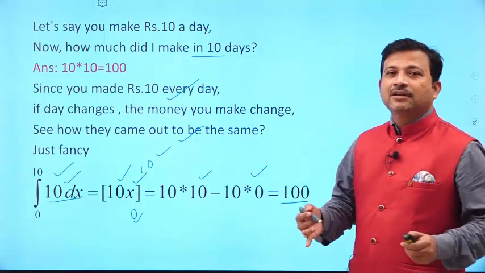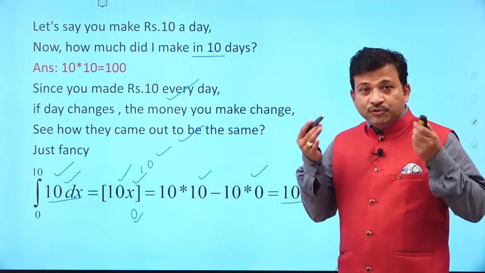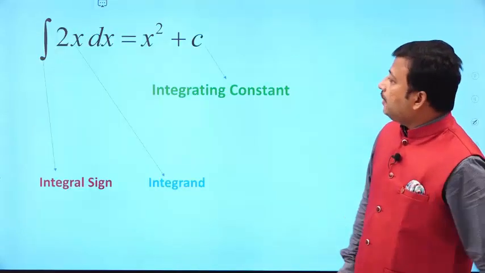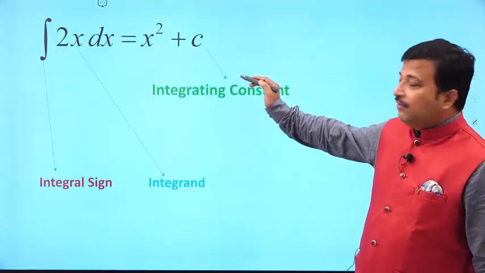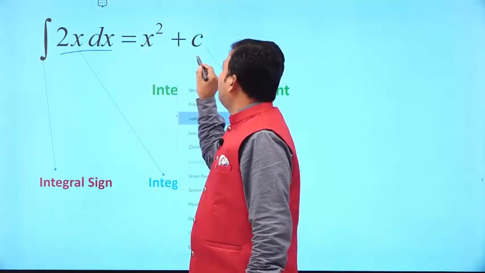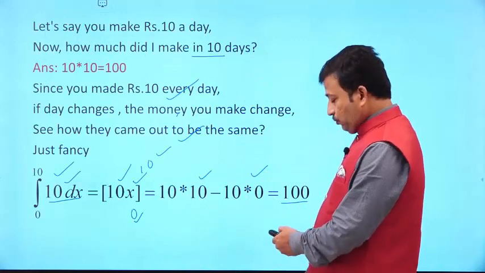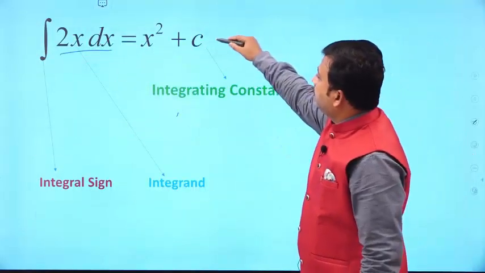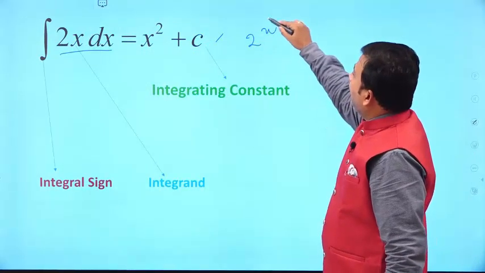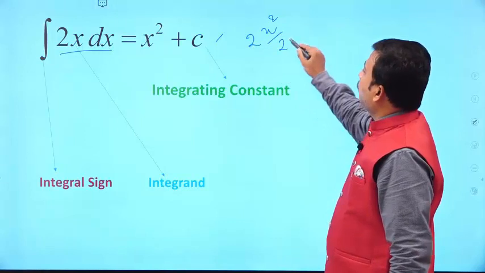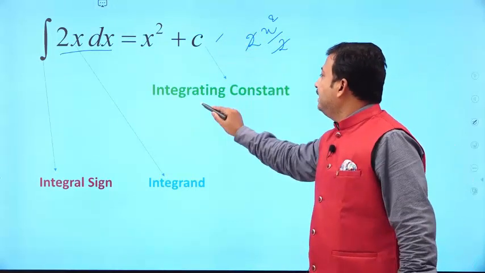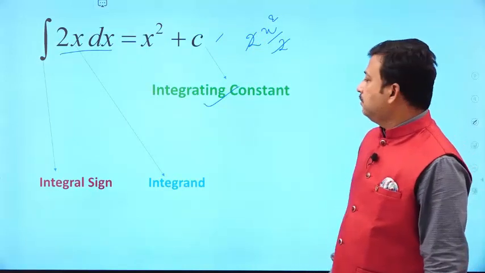Let us go to the main topic. What is integration? How are you going to apply it? How can you evaluate all these things? I will explain very clearly. See this. For example, integration of 2x equals x square plus c. Integration of 2x dx is equal to what? 2 into x square by 2 equals x square. So, x square plus c. The c is called the integrating constant.